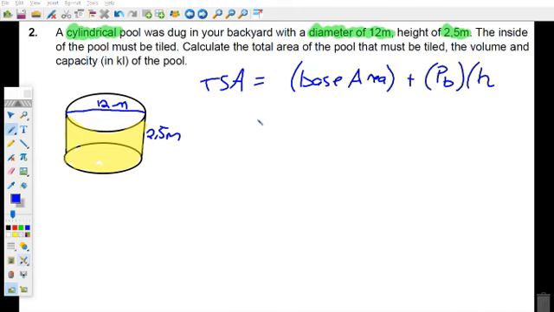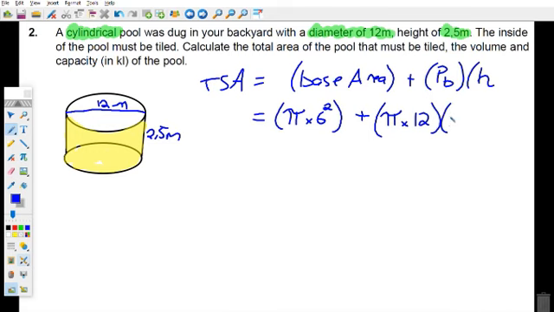Okay, so that's where the tricky word sums come from. So the base area is going to be pi r squared. Now, what is my radius here? 6. Why do we know it's 6? Yes, it's half of the diameter. So it's going to be pi times 6 squared, plus my perimeter. Another word for the perimeter of a circle is circumference. The formula for circumference is pi times my diameter, which is 12, times my height. What's my height going to be? 2.5.